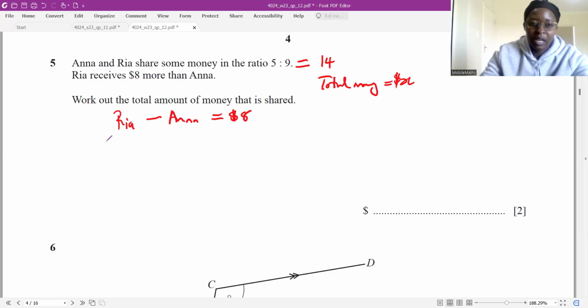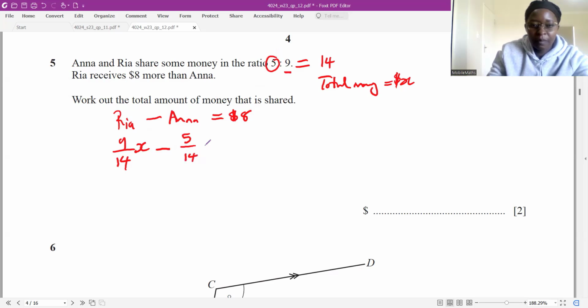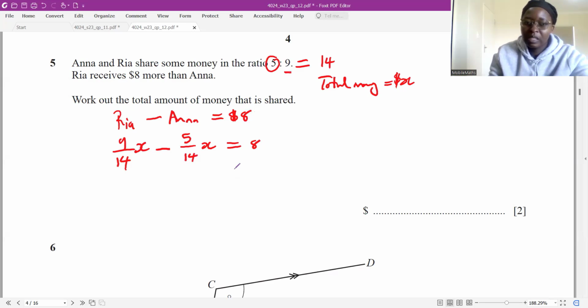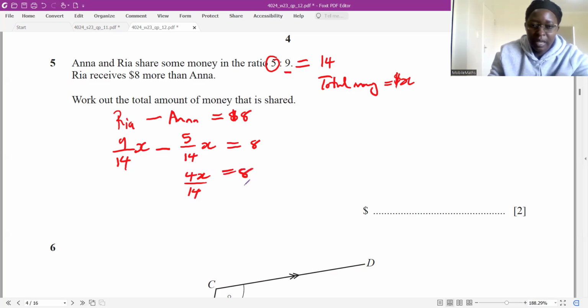Ria's money is a ratio of 9 here. So it's 9 over 14 times the amount of money that is there. Minus for Anna, her ratio is 5, so that's 5 over 14 times X, which is going to give us 8. Okay, so we now solve this to find our X value. So 9x minus 5x gives us 4x over 14 is equal to 8.